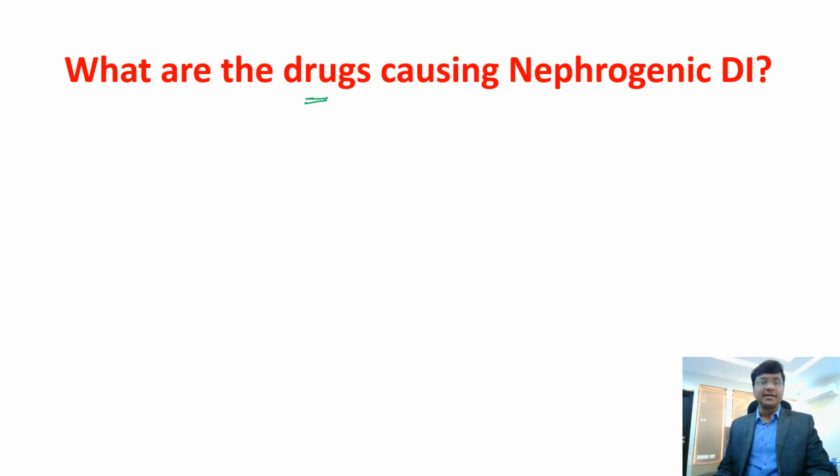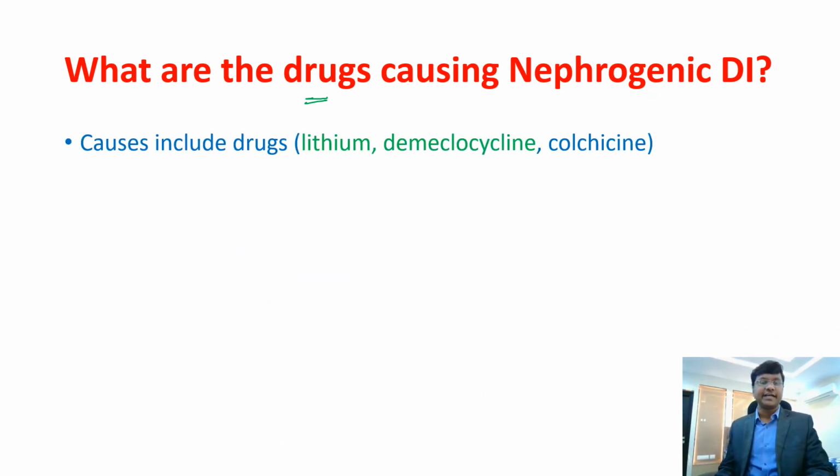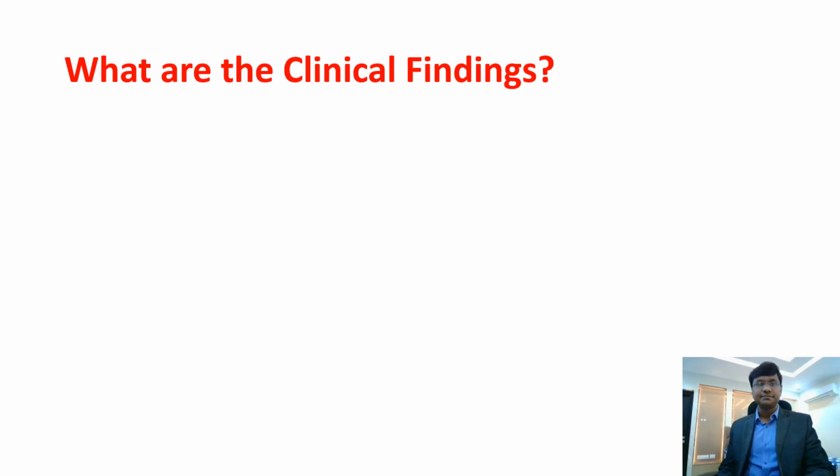Then, what are the drugs which will cause nephrogenic diabetes insipidus? The drugs include lithium, right, which is used in the treatment of bipolar disorders, demeclocycline, which is an antibiotic, a tetracycline, and colchicine, an anti-inflammatory drug which is used in the treatment of pain. They can cause nephrogenic diabetes insipidus.